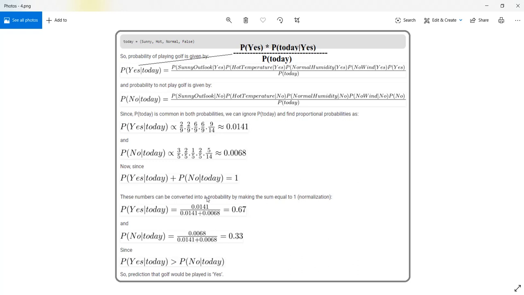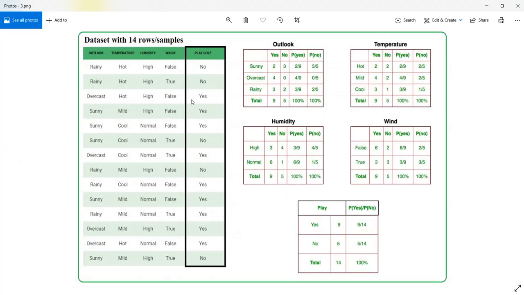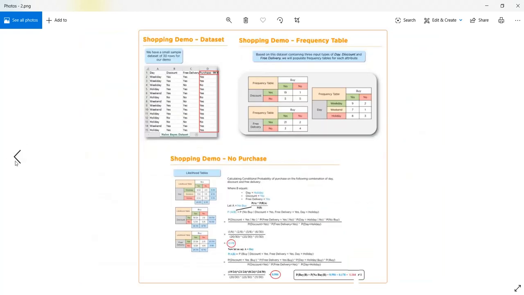You can pause the video for a while and double check that you have understood this data set, this frequency table, and this likelihood table, of all the examples I have demonstrated here. All right.